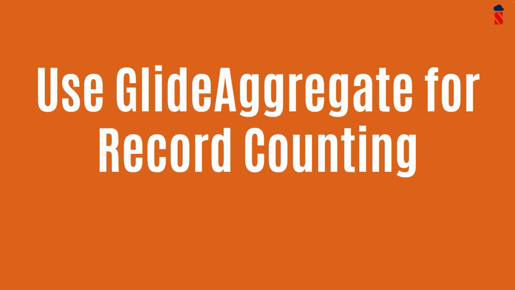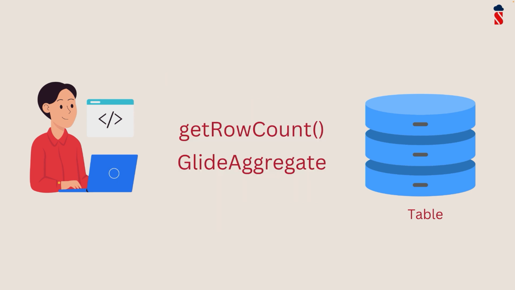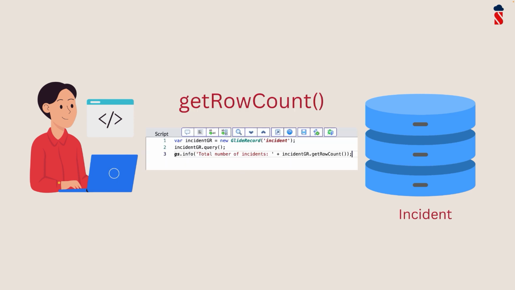Next thing to remember while doing database queries in ServiceNow is to use GlideAggregate for record counting. Counting of records is also a common task while doing development in ServiceNow. If you need to count rows from the data returned in a query, then you can use two options. One is the getRowCount method, which is used with GlideRecord, and another is the GlideAggregate API. Counting rows with GlideRecord might seem like a straightforward operation, but it can actually lead to performance and scalability issues over time as your tables expand.